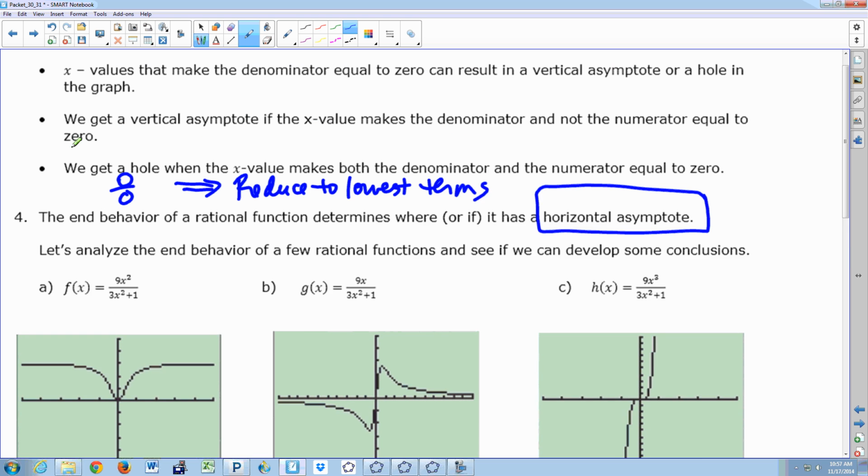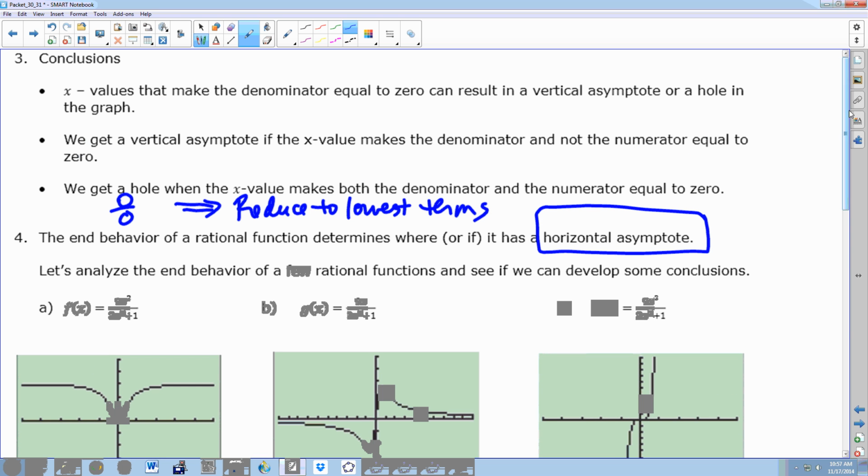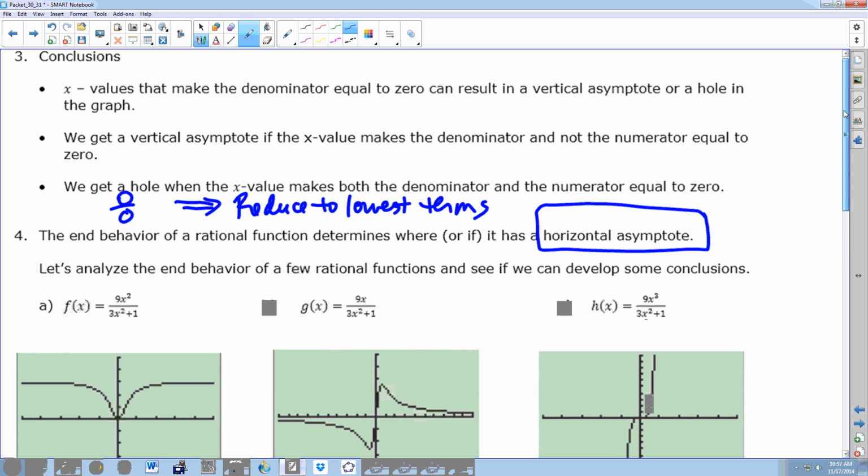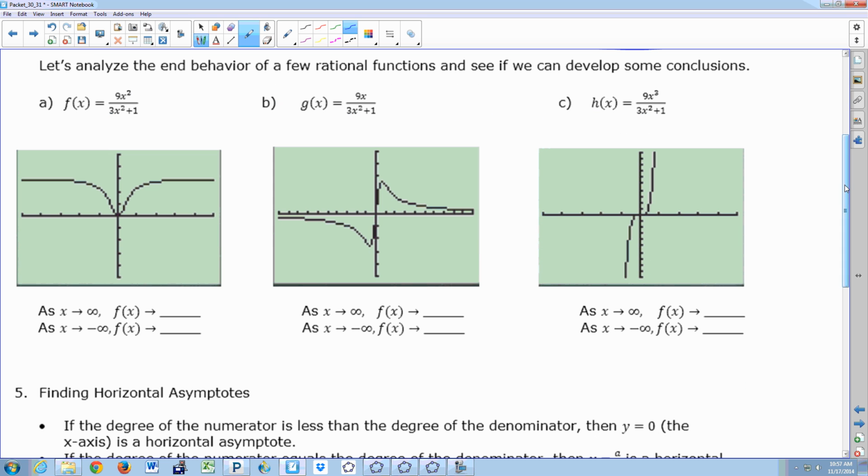Oh, by the way, Will, I did look up some applications for vertical asymptotes I can talk to you a little bit about afterwards. All right.